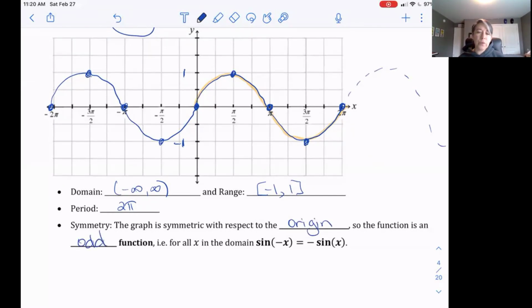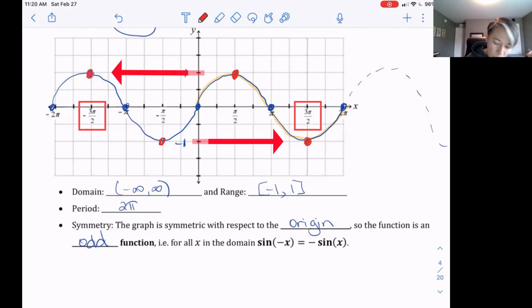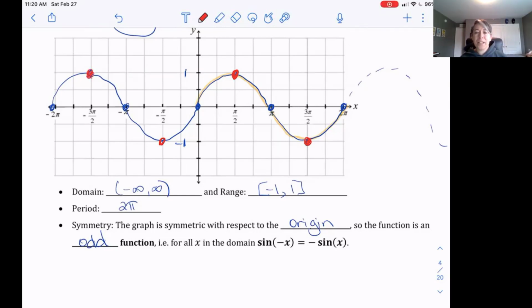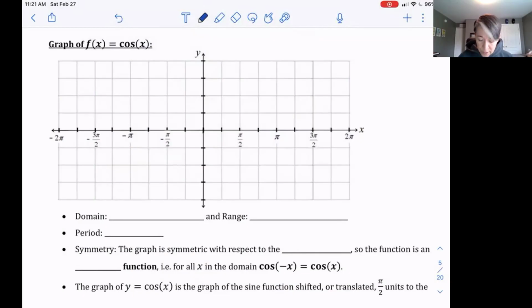In other words, if we plug in the opposite x value, we get the opposite y value. Up here at pi over 2, we're at +1, but at negative pi over 2, we're at -1. At positive 3 pi over 2, we're at -1, but at negative 3 pi over 2, we're at +1. So opposite x values give us opposite y values. It's odd.